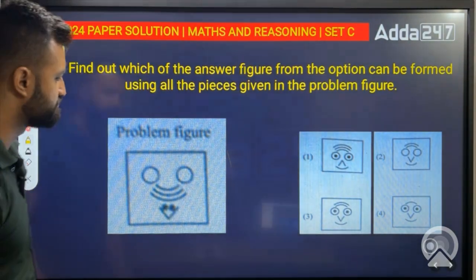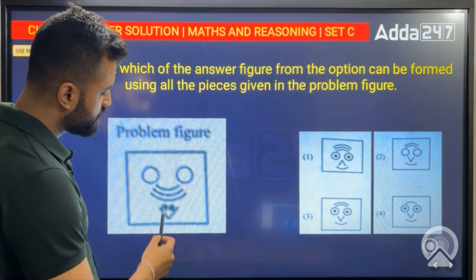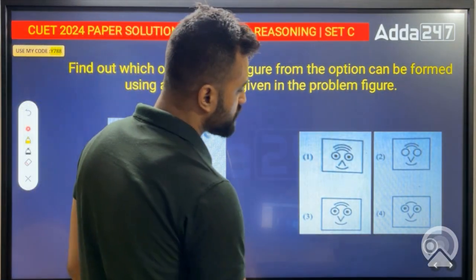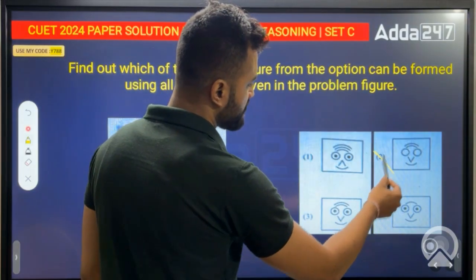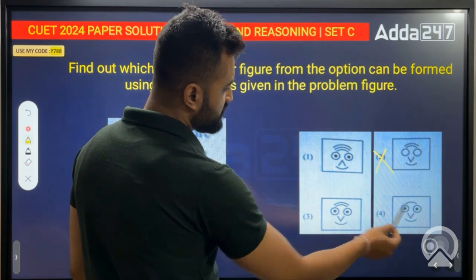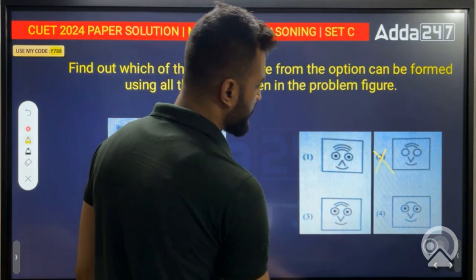Are the answers simple enough? See, 2 circles, 2 dots. 2 circles, 2 dots. Where is it, sir? Here I don't see dots. This cannot be the answer. Here I can see dots. Here I can see 2 circles, 2 dots. I can see it in these 3 options.